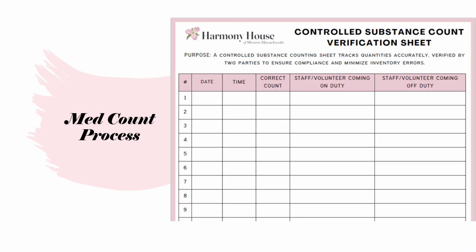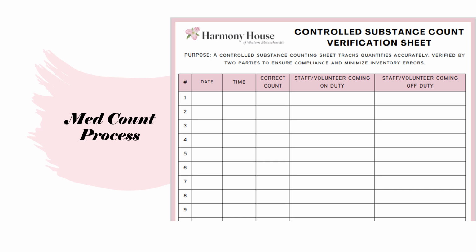Next, we have our controlled substance count verification sheet. So this is in each record, and this needs to be signed by both the caregiver going off duty and the caregiver going on duty. So you would put the date, the time, acknowledge that the count was correct if it is, so you count all of the meds that are needing to be counted, so any controlled substances, and then both of you sign agreeing that it was correct at that time.